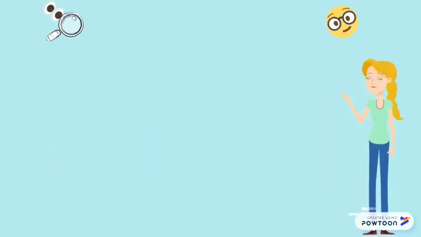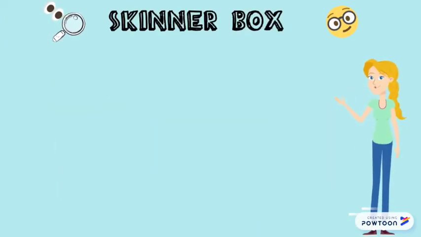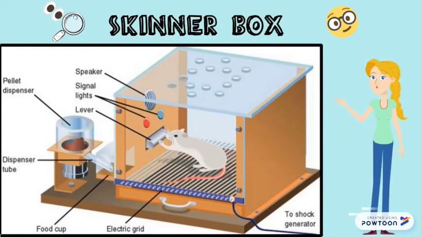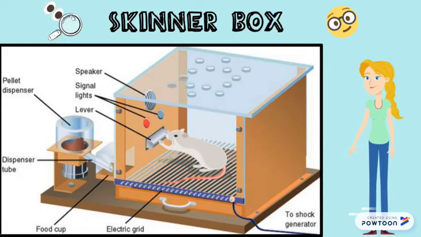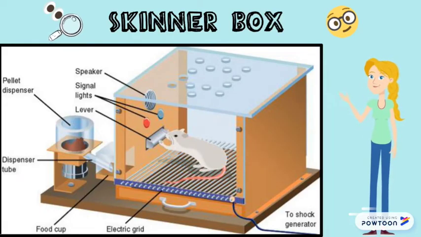B.F. Skinner presented operant conditioning by carrying out several experiments on animals. He used the Skinner box created by himself for his experiment on rats. So here we can see the rat on an electric grid used to send electric currents. Then there is the lever, which when pressed drops the food from the pellet dispenser into the food cup. It can also switch the electric current off.